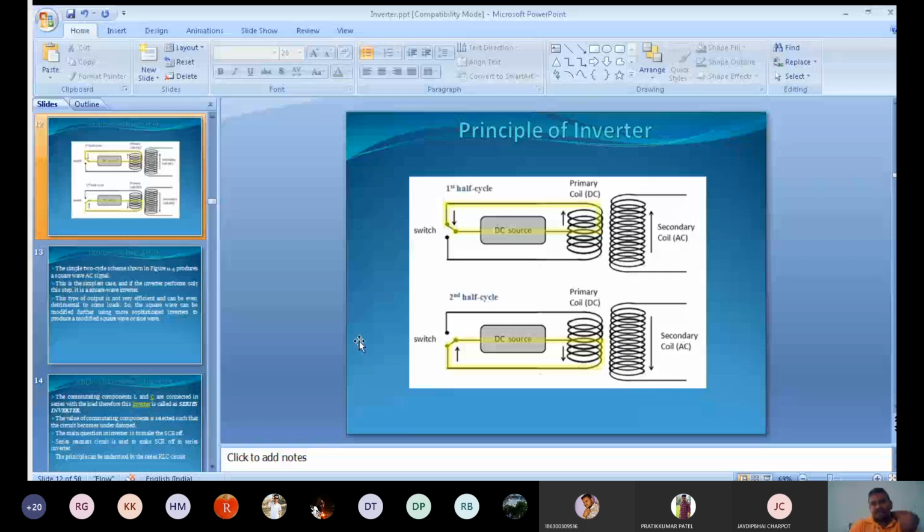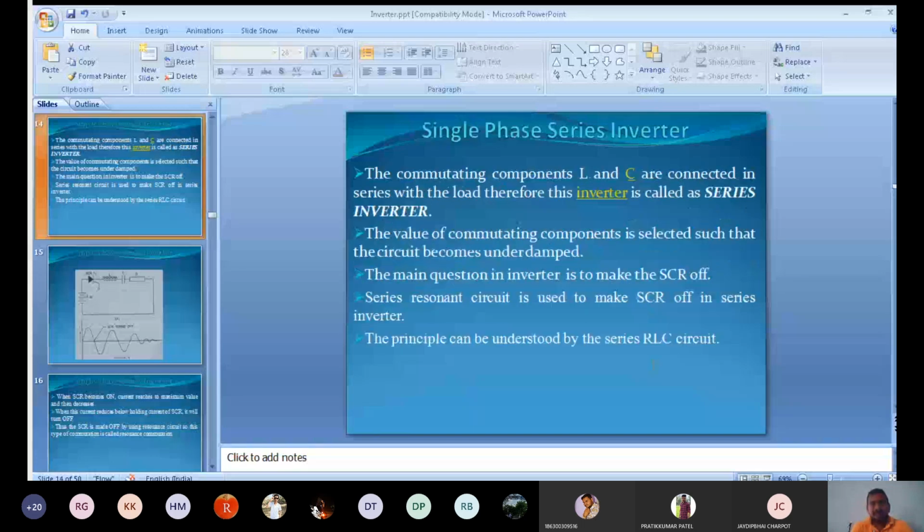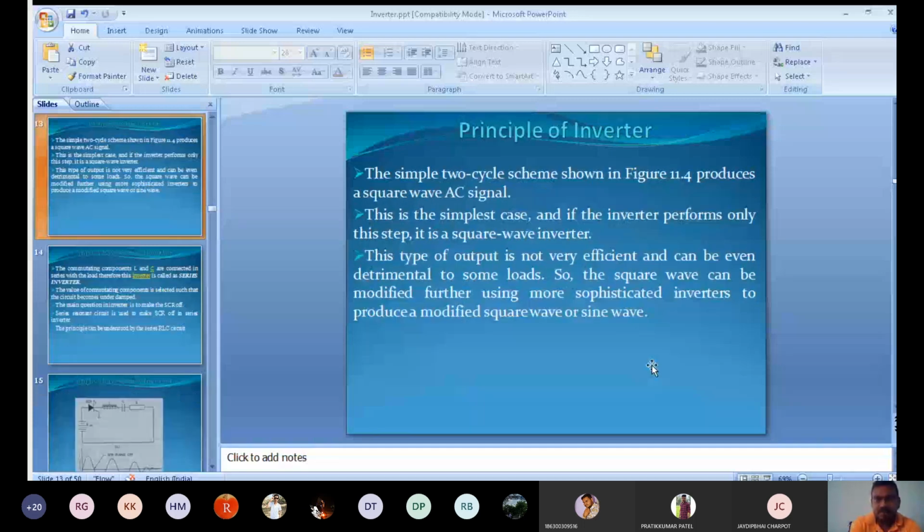Understood now? In the first half cycle the direction of current is like this, so at that time the current flowing in the secondary is like this. In the second half cycle the direction of current flowing is like this and the current in the secondary is like this. So both are opposite. In the first half cycle it is the upward direction, in the second half cycle it is the lower direction. So this is the basic principle of the inverter.